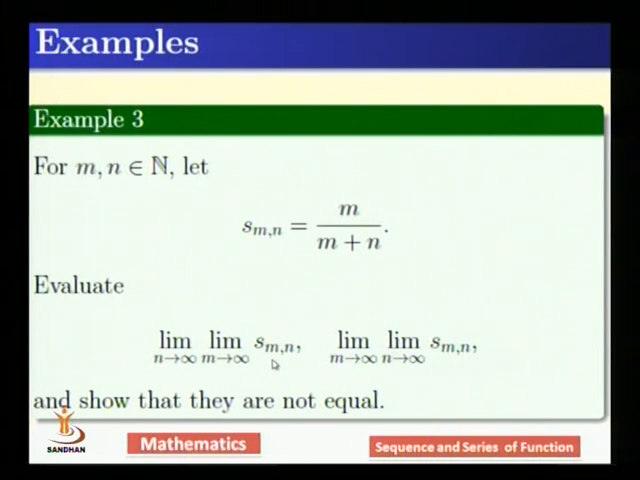You take Smn, first take the limit as m tends to infinity and then n tends to infinity, or first take n tends to infinity then m tends to infinity. So let us evaluate these two limits and show that they are not equal. So that is a problem.